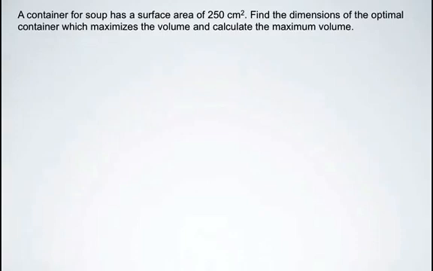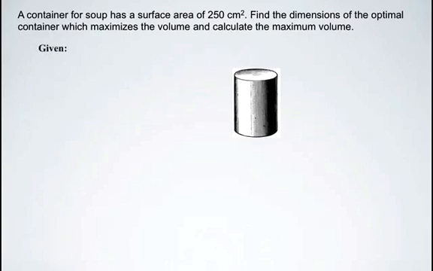Let's have a look at an example where we have a container of soup that has a surface area of 250 centimeters squared. We're asked to find the dimensions of the optimal container which maximizes the volume, has the biggest volume, and we're going to calculate that maximum volume. So here's our can of soup, and we're given that the surface area is 250 centimeters squared. We're asked to find out what the radius is, the height, and the volume for this container.